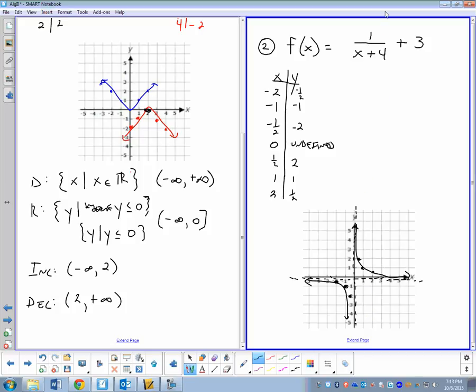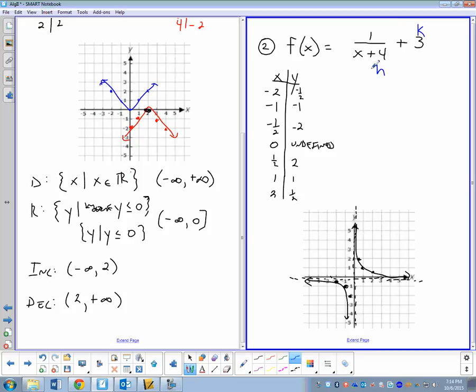Now we need to see what this 4 and this 3 do to my graph. So we have to figure out, are the 4 and the 3 A's, B's, H's, or K's? Well, here I'm adding this 4. That means it's not an A or a B. It's either an H or a K. And this would be an H because it's part of what's happening to my X, right? It's in the denominator with my X. This 3 is a K value because it's being added or subtracted after whatever's happening to the X. So in this problem, we've got an H and a K.